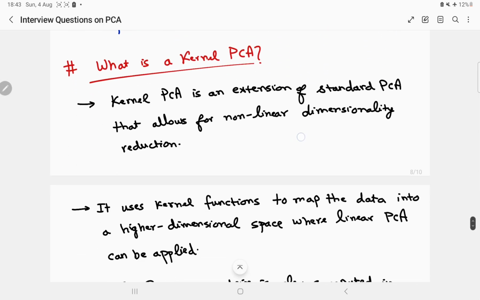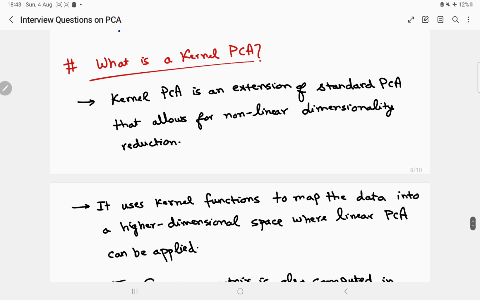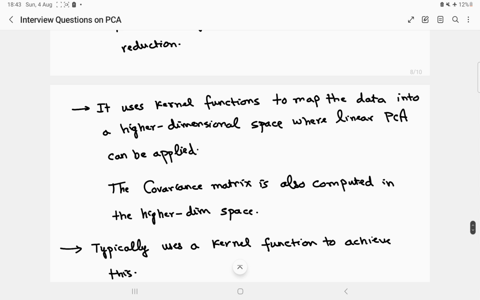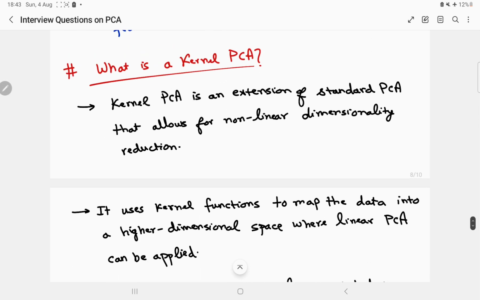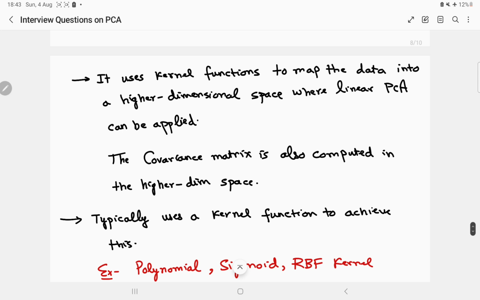The next interview question is, what is a kernel PCA? This is a slightly advanced question and might or might not come, but it's good to know that. A kernel PCA is an extension of the standard PCA that allows for non-linear dimensionality reduction. Remember, we discussed that linearity is one of the most fundamental assumptions when we are performing PCA. So kernel PCA is simply an extension of that for non-linear structure in your data. It basically uses kernel functions to map the data into a higher dimensional space where the linear PCA can be applied. The idea is that in this higher dimensional space, the data is linearly separable, and that's where you can apply your standard or linear PCA.